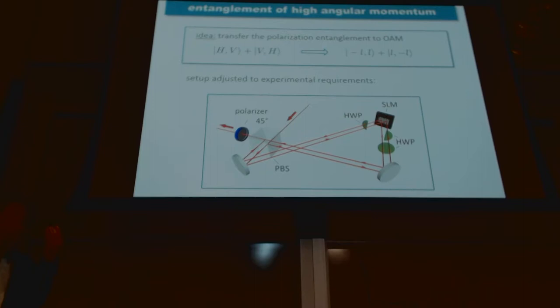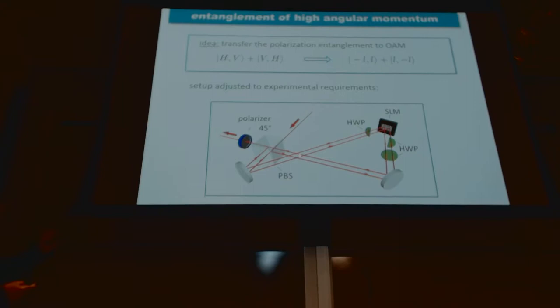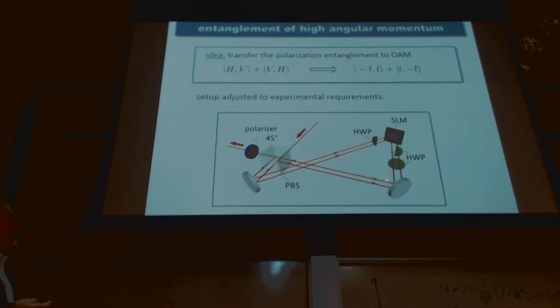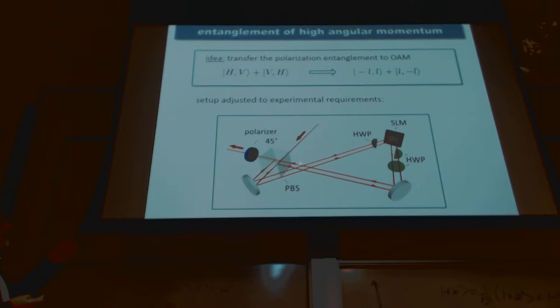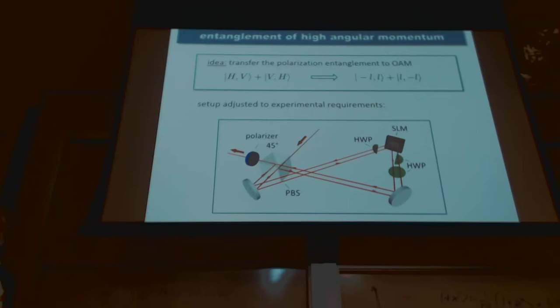So the photon state which comes here is now transferred into an orbital angular momentum state, and the other mode is also transferred to an orbital angular momentum state, but opposite states, correlated to polarization. Then you insert the polarizer under 45 degrees to that polarization, which means now that the state coming out is a superposition of these two modes.